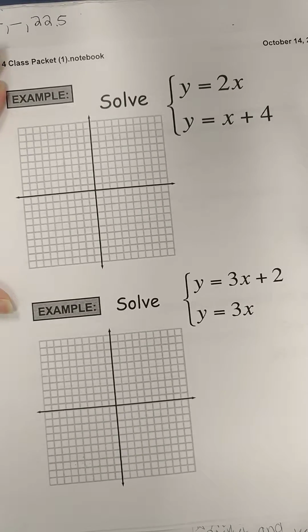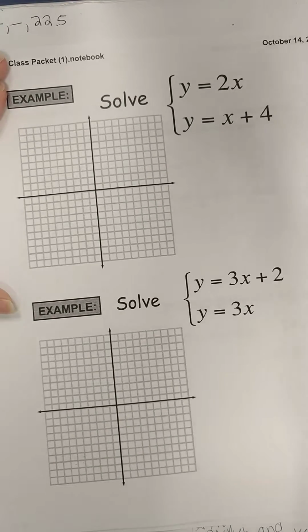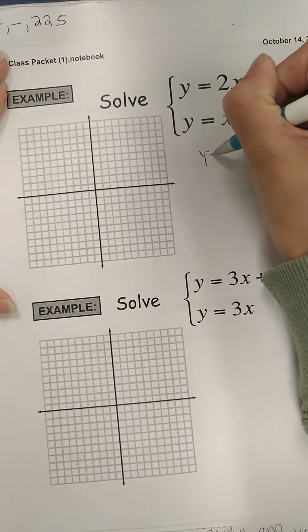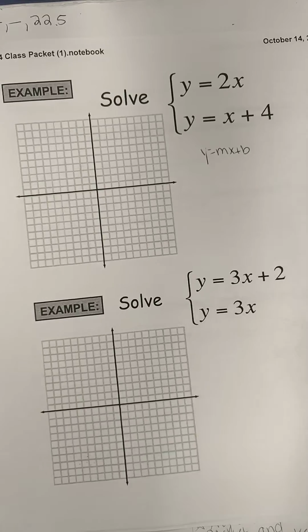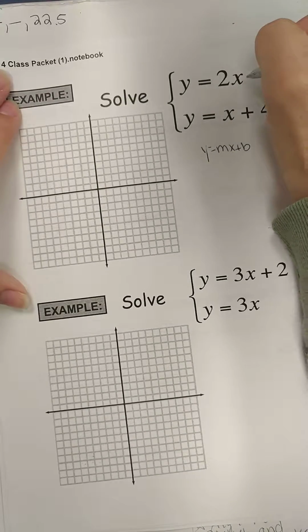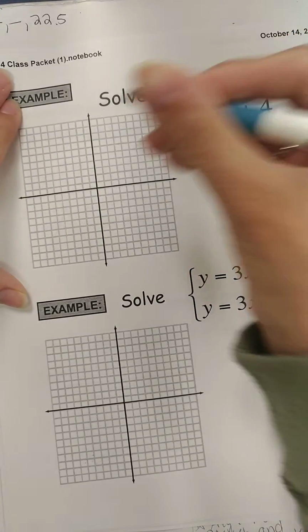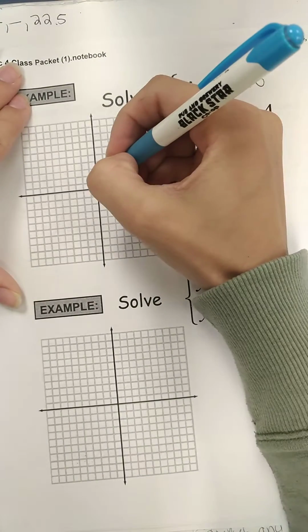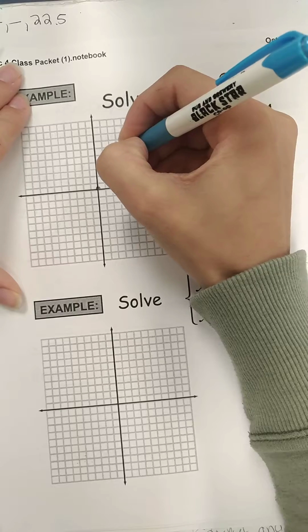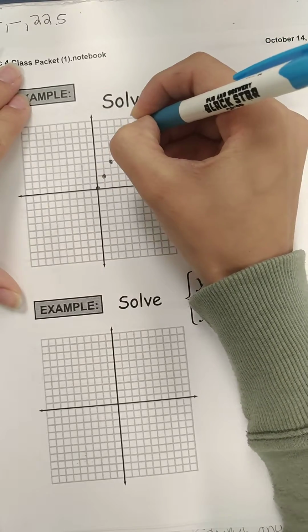So what I want to do is start by making sure these are both in the correct form, y equals mx plus b. And then I'll graph both of the lines separately. So my first one would be y equals 2x plus 0. So I'll start at 0, and then my slope is 2 over 1. It's positive, so I'm going up, and then to the right 1.